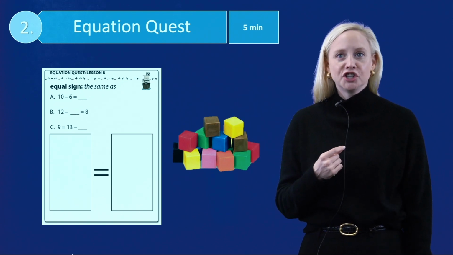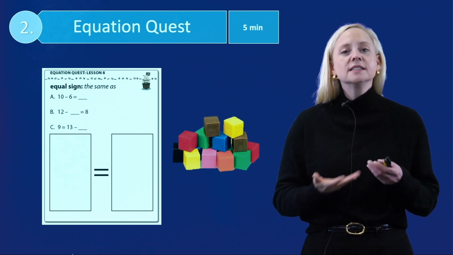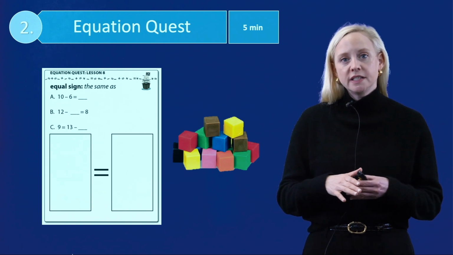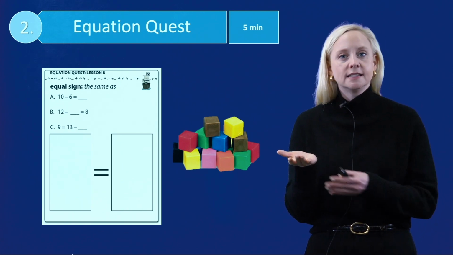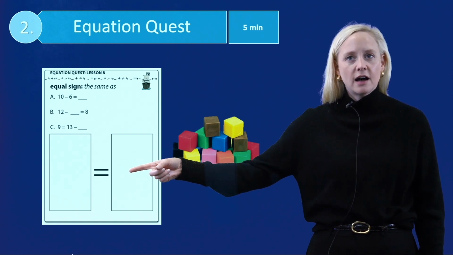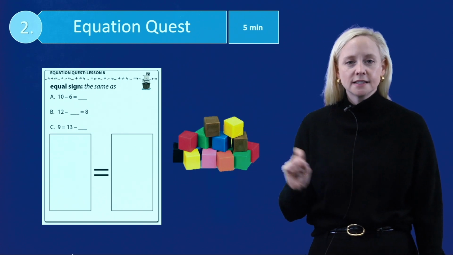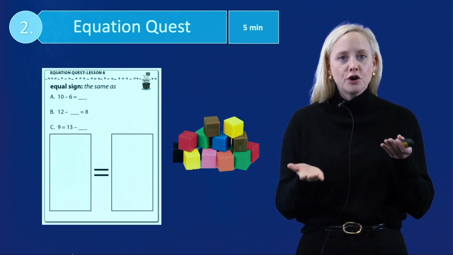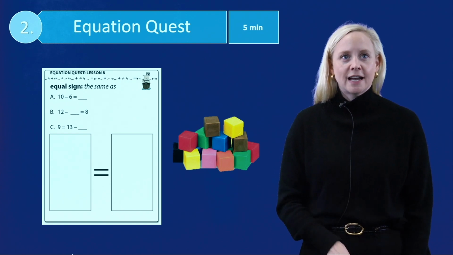Our second intervention component is equation quest, and this is really where we're focusing on that pre-algebraic reasoning. So understanding that what's on one side of the equal sign is the same as what's on the other side of the equal sign. So here we see a lot of activities where we have a balance and we have cubes, and students are drawing pictures as well to show the balance of the 2 different sides of the equals or same as sign.